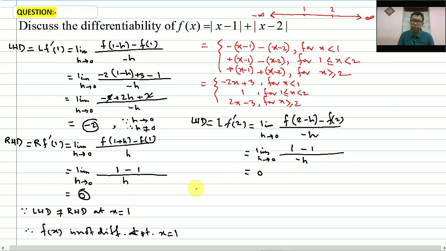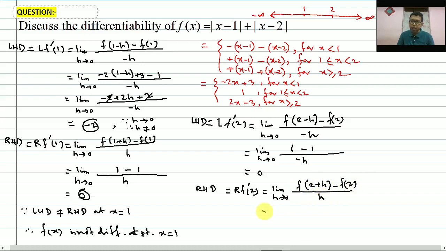Now find RHD. Carefully watch, this is very important. If you commit any mistake, then everything will be absurd. That means the right hand derivative of the function f of x at the point 2. So Rf dash 2 is equal to, write the definition, limit h tends to 0, f of 2 plus h minus f of 2 whole upon h.